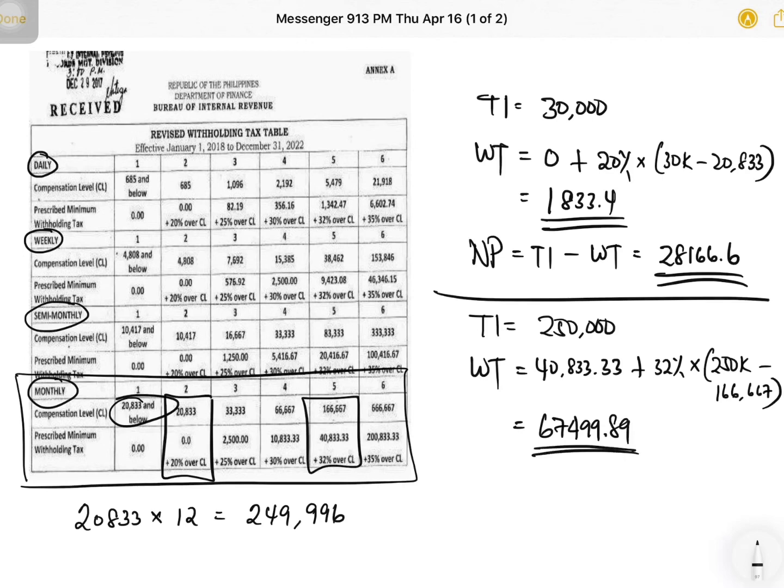Given that withholding tax, what's your net pay? Just get the difference of your taxable income and your withholding tax. So your take-home pay is 182,500.11. Okay? So that's how you use the withholding tax table.